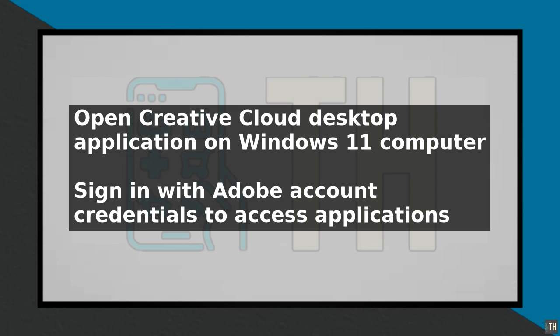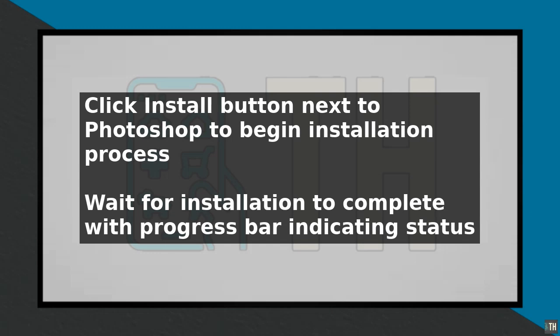The installation process may take a few minutes, depending on the speed of your internet connection and the performance of your computer. As the installation progresses, you will see a progress bar indicating the status of the installation. Once the installation is complete, you can launch Photoshop by clicking on the Launch button. You can also find Photoshop in the Start menu, where you can pin it to the taskbar or create a shortcut on your desktop.